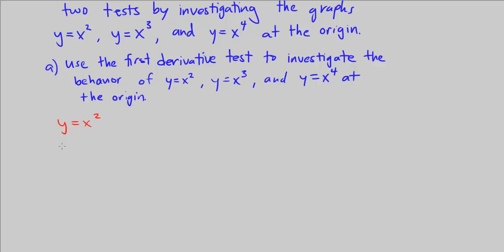First, we're going to take the first derivative. The first derivative is 2 times x, and we're going to set this equal to 0 to find the zeros, right? The critical points are the zeros where y prime is equal to 0. So 2x is equal to 0. Divide both sides by 2. You get x is equal to 0 is a critical point.